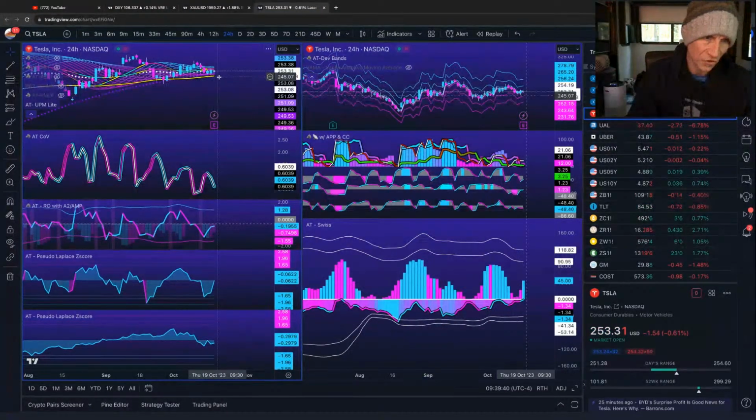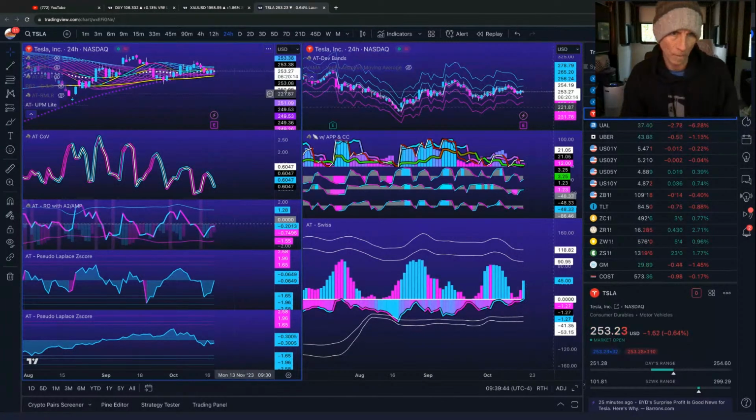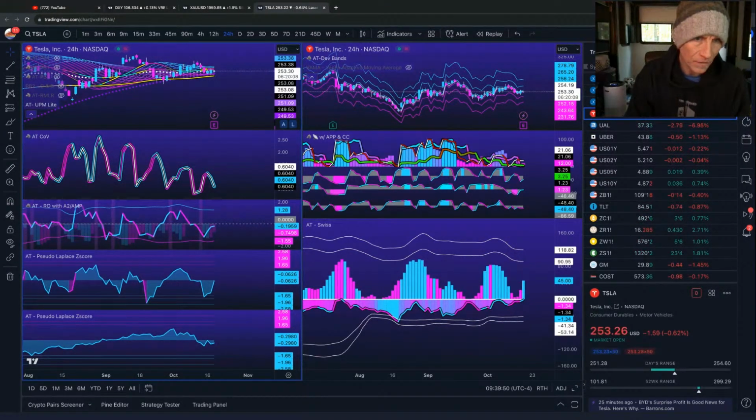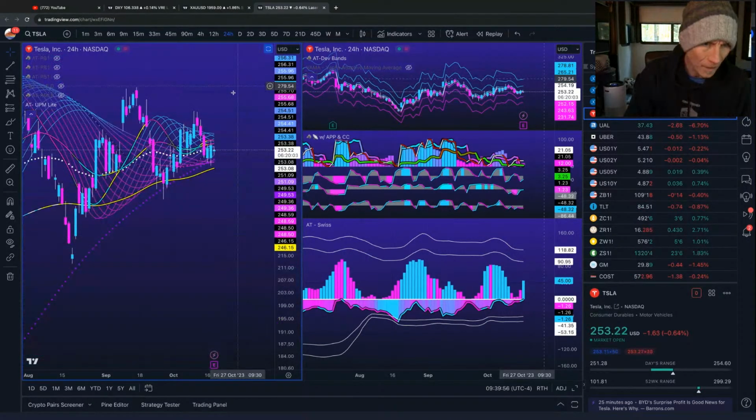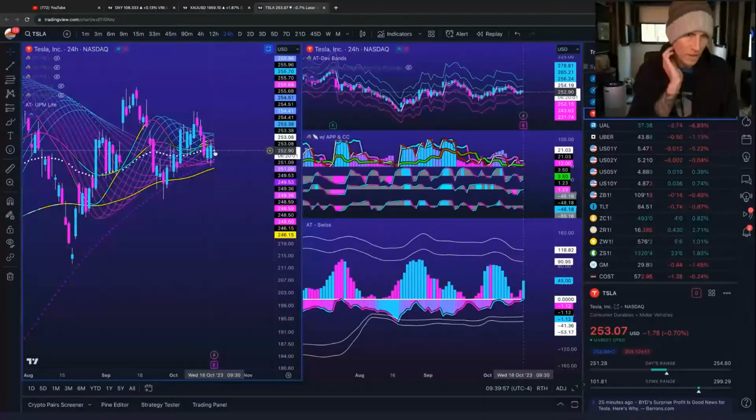Top side of reverse Fisher. Top side of 99 log MA. You are pretty much dead right at it. You are barely above reverse wave trend. It's 253.08. 253.08 is reverse wave trend. Let me blow this up. Yep, it's right underneath here, right underneath the candle.